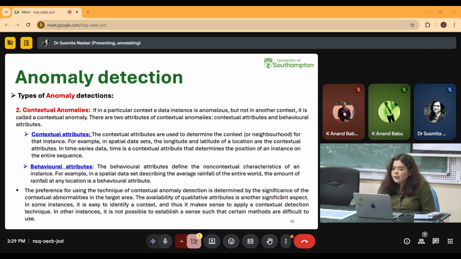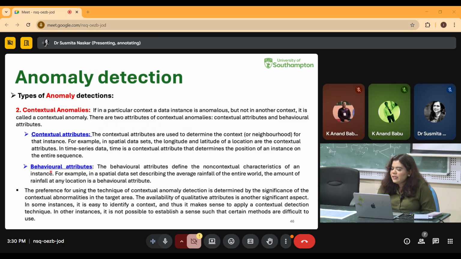So contextual attributes define the context or the environment of the data point. For instance, in a spatial data set, longitude and latitude provide the location context. Then there is another type, which is the behavioral attributes. So this all comes under contextual anomalies. There are two types: one is the contextual attributes, another one is the behavioral attributes.